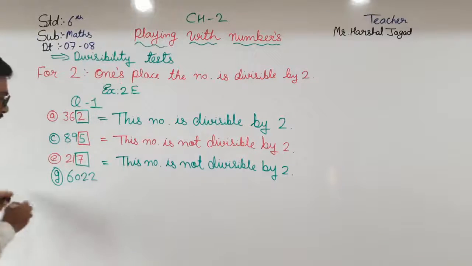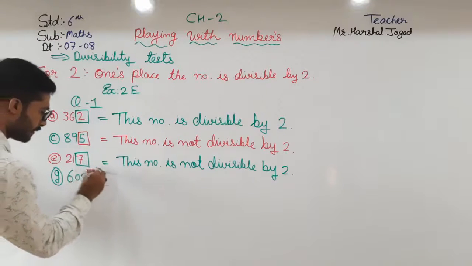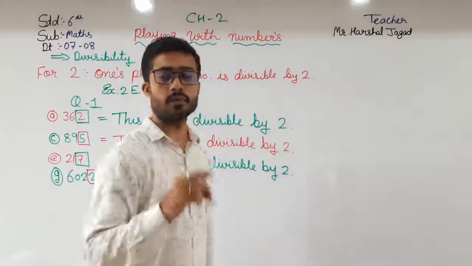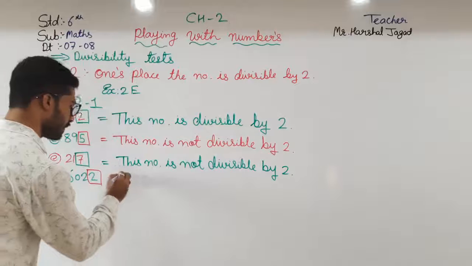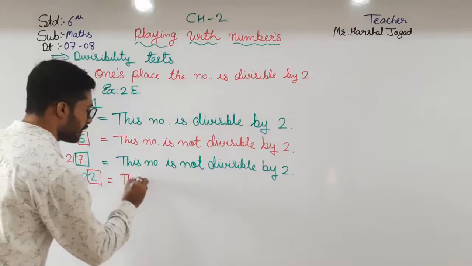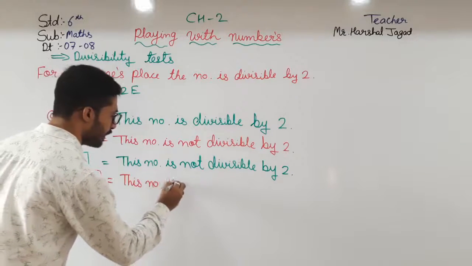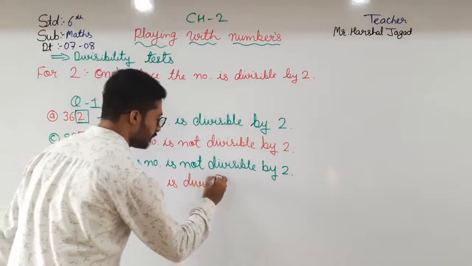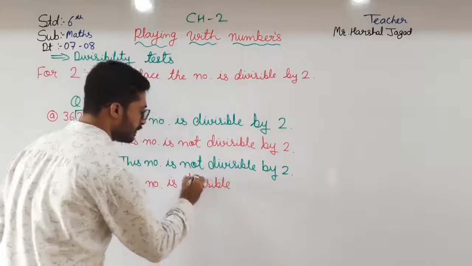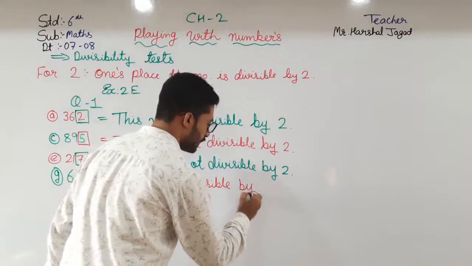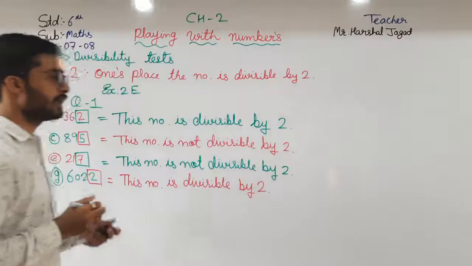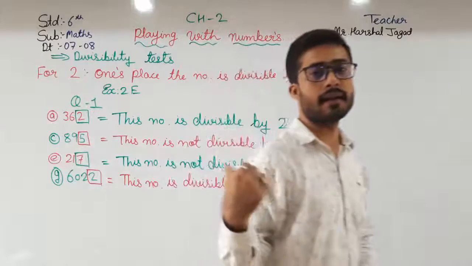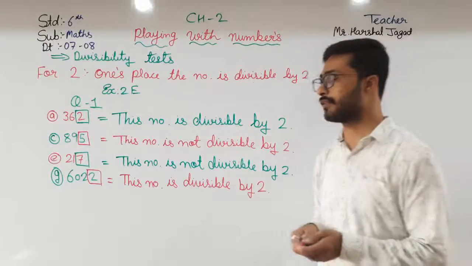Then the last one, here you can see it is 2 again. 2 is divisible by 2, that is 2 ones are 2. So this number is divisible by 2. If you want to write this, you can write it down, students. I am giving you some time.